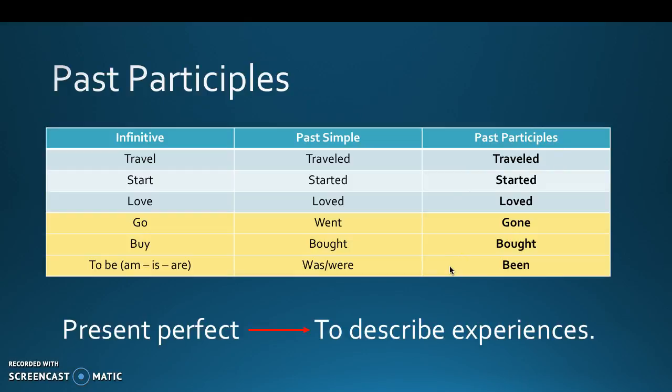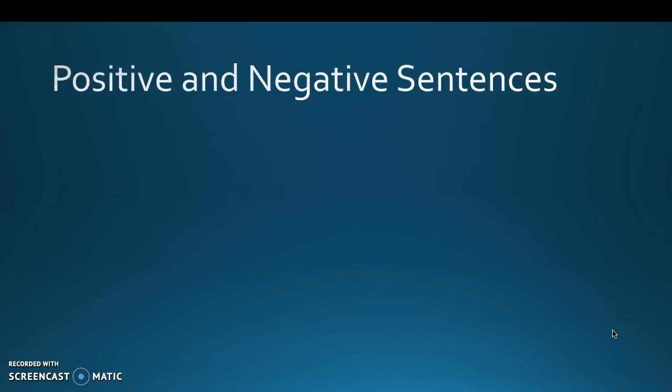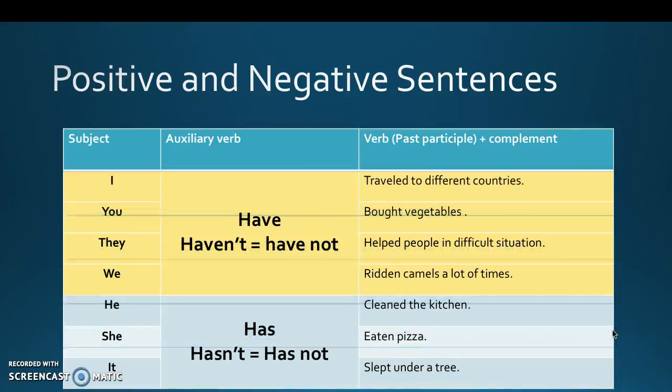In present perfect, the main function of the present perfect is to describe experiences. We are going to see some examples. Positive and negative sentences. So we have here some examples. This is the organization of the sentence. I divided in yellow these ones that go with have or haven't, or sometimes you can say have not. But remember that when you are speaking normally you say haven't. And we have he, she, it with has, and the negative hasn't.